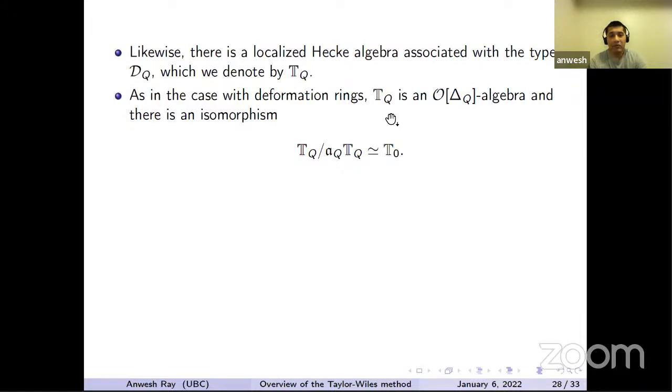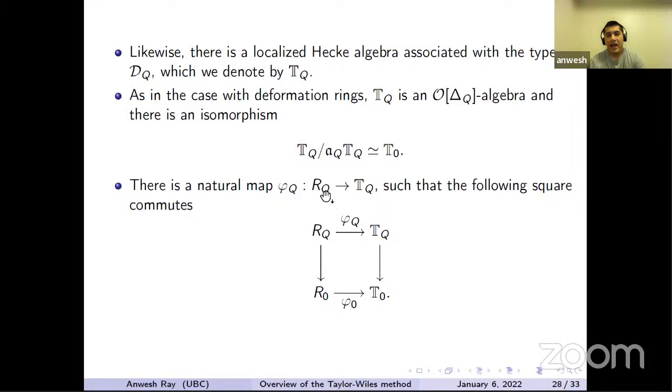And again, we can see that this Hecke algebra is an O[Δ_Q]-algebra. When we go modulo the augmentation ideal A sub Q, it satisfies the same property that we get T naught. And finally, by the universal property, there's a map relating R sub Q and T sub Q. Let's call this map phi of Q. And this diagram actually commutes. So the point is that we get this map down here, but we get another map up here for every choice of Q.